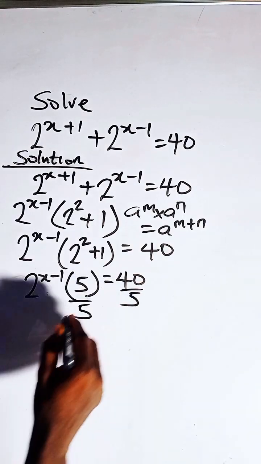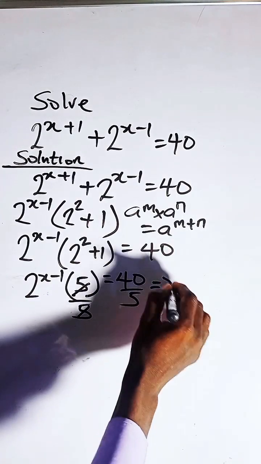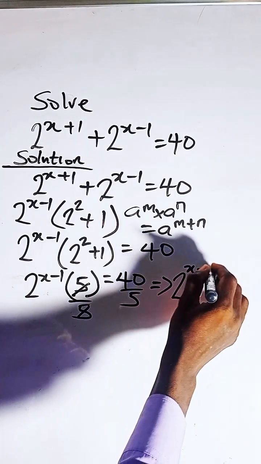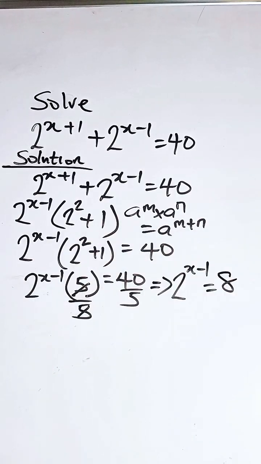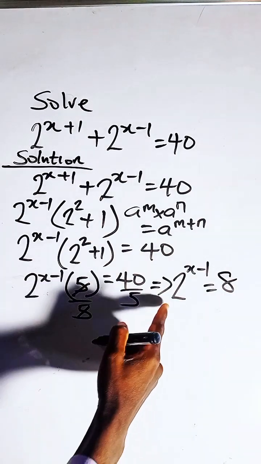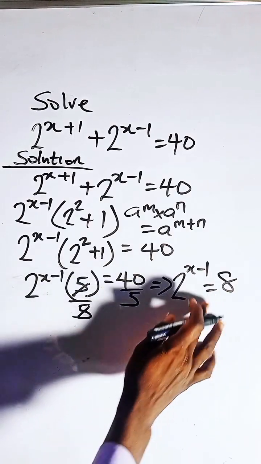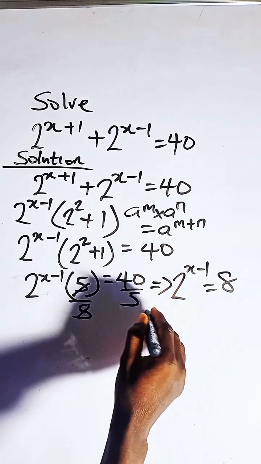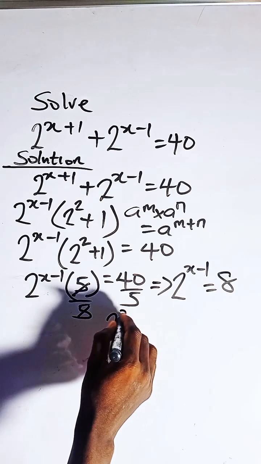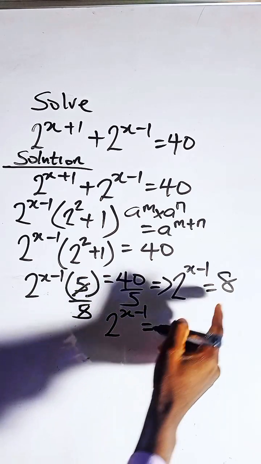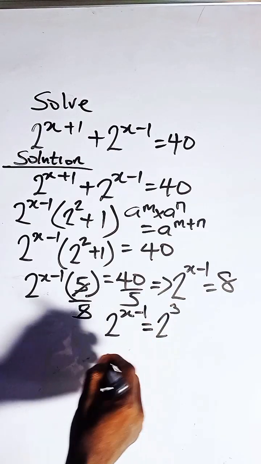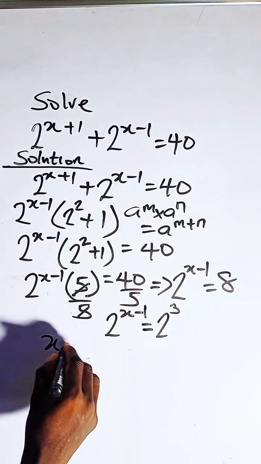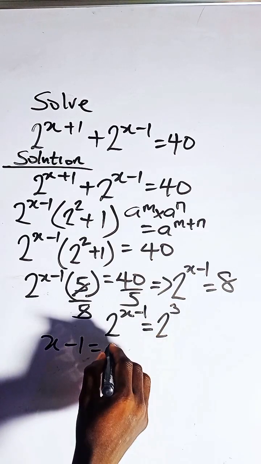So when we do that, we have 2 raised to power x minus 1 equals, for 40 divided by 5, we have 8. For 2 raised to power x minus 1 to be 8, we can write 8 as 2 raised to power 3. So 2 raised to power x minus 1 equals 2 raised to power 3. Since we have the same base, we have x minus 1 equals 3.